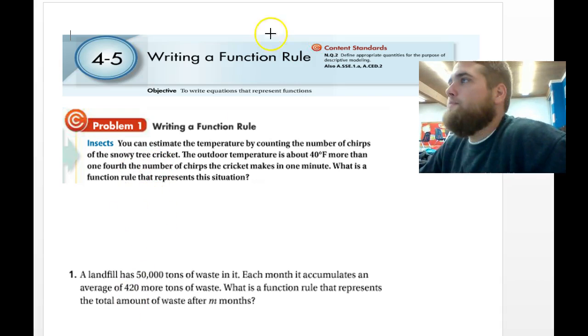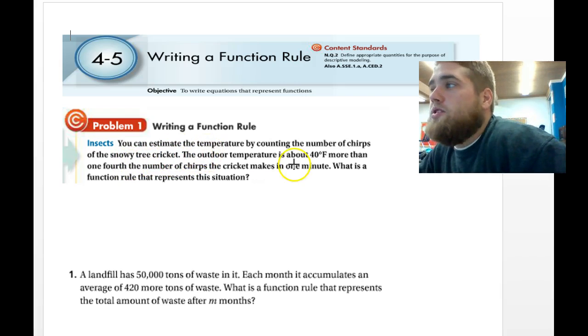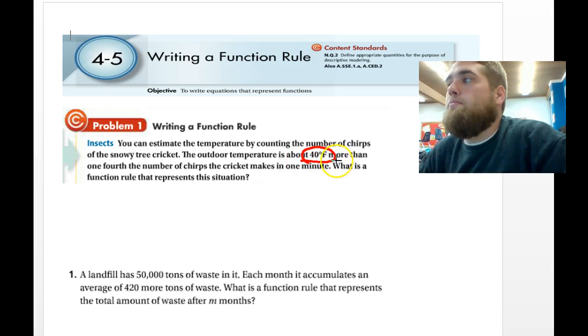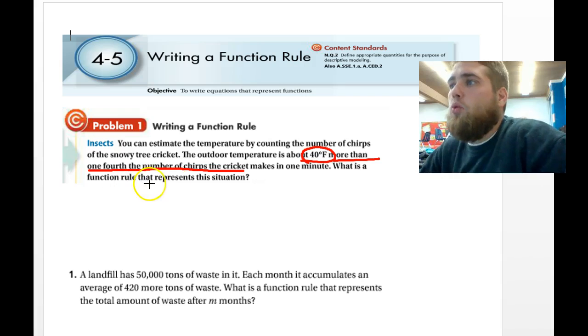So, on problem 1, first of all, let me pick a fun color here. Let's go red. Okay? So, problem 1, writing a function rule. Insects. You can estimate the temperature by counting the number of chirps from a snowy tree cricket. The outdoor temperature is about 40 degrees Fahrenheit more than 1/4 of the number of chirps. So what is the function rule?